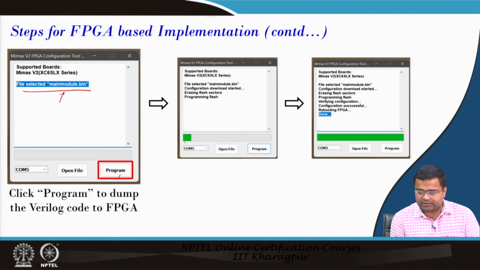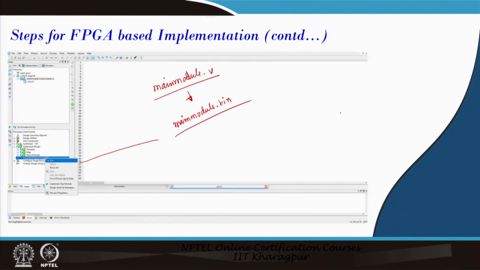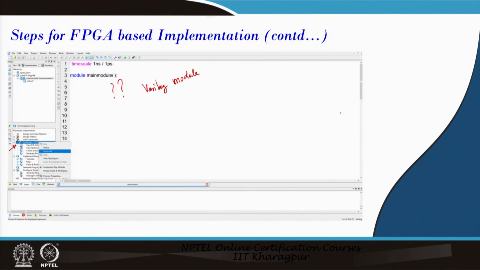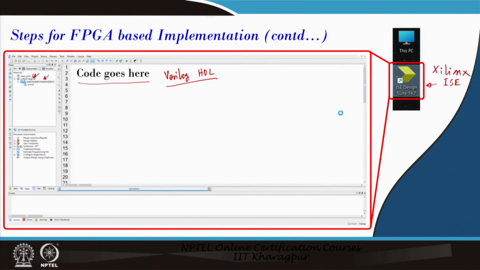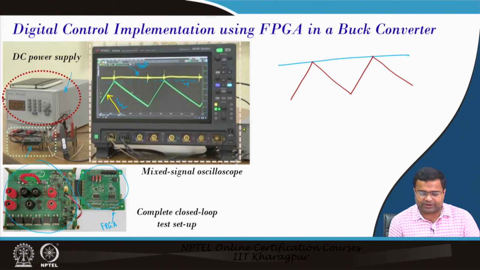Once you program, the software will show a green line indicating the progress. When it is done, it will show that programming is done, and it is rebooting the FPGA. So then it is dumped into the FPGA. If you go to the FPGA, I will show you this particular key. Once you dump, there will be an LED light. Before you dump, the LED light will glow. Once you dump, it will turn off. That means your FPGA is ready. Now you can start the operation.